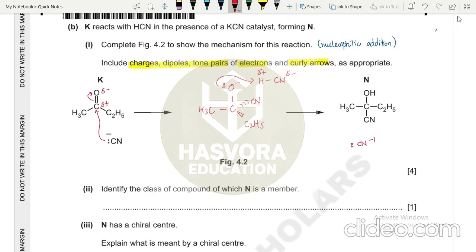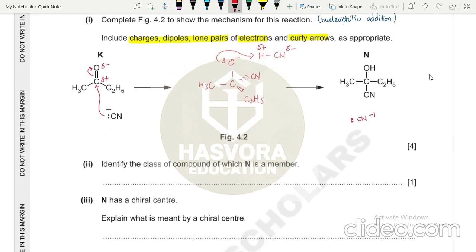Identify the class of compound of which N is a member. So N is a member of the cyanohydrins because it contains the cyano group, which we call the nitrile group, and the OH group, and you can also call it hydroxynitrile, or write a more precise name. So it will be cyanohydrins.